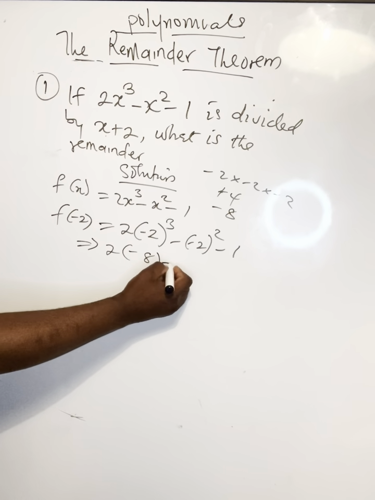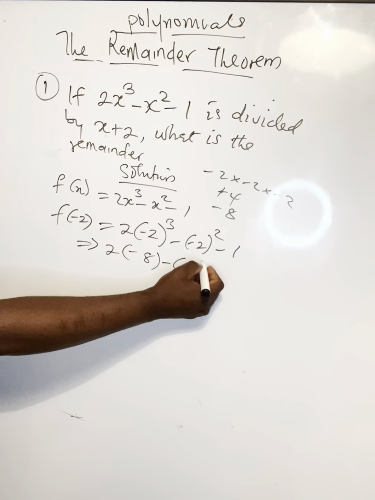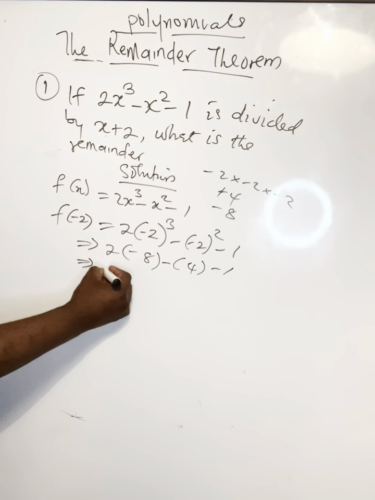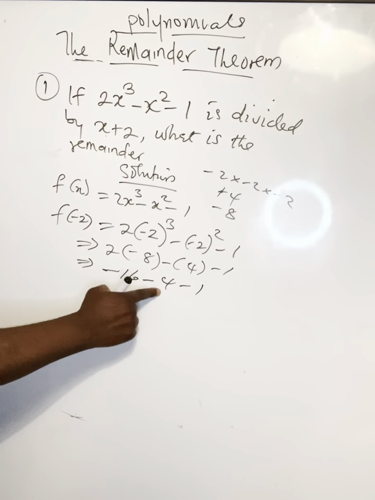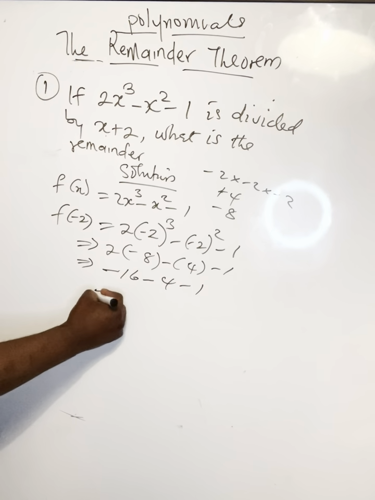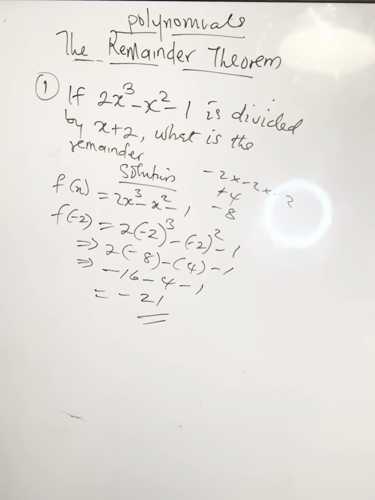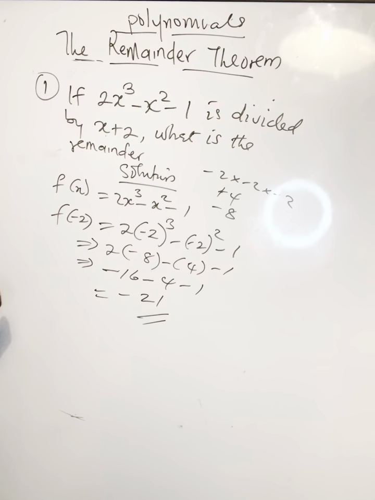Now 2 times minus 8 minus, but this one is going to give me plus 4, because minus 2 squared is plus 4, minus 1. So this is 2 times minus 8 is minus 16, minus 4, minus 1. Minus 16 minus 4 is minus 20. Minus 20 minus 1 is minus 21. So the remainder, when this expression is divided by x plus 2, is going to be minus 21.